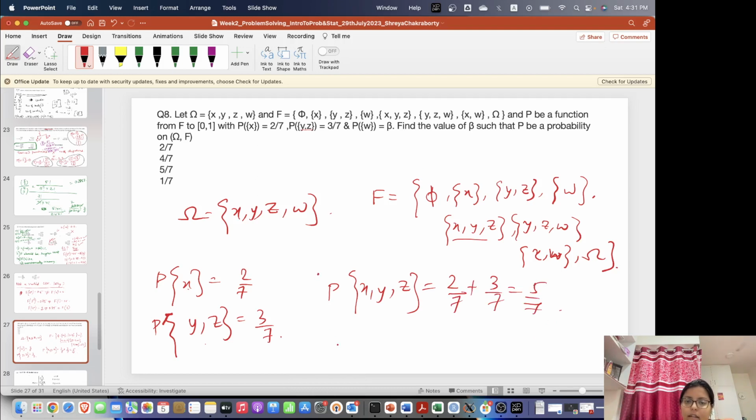Then this is the probability of the complement of xyz. So this will be 1 minus probability of xyz, which is 1 minus 5 by 7, that is 2 by 7. Normal things complicated with symbols. Okay. So then beta will be 2 by 7.